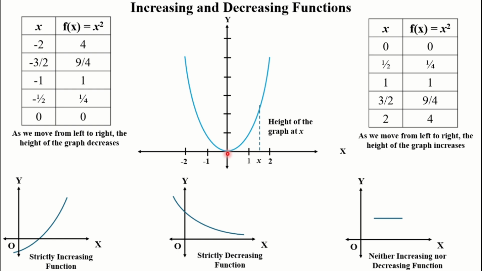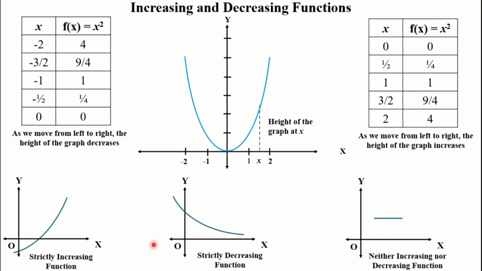At the same time, when we look at the left hand side of the origin, when we move from left to right, the height of the graph is decreasing. Means we can say the value of the function x square is decreasing when we move from -2 to 0. This is the concept of increasing and decreasing.